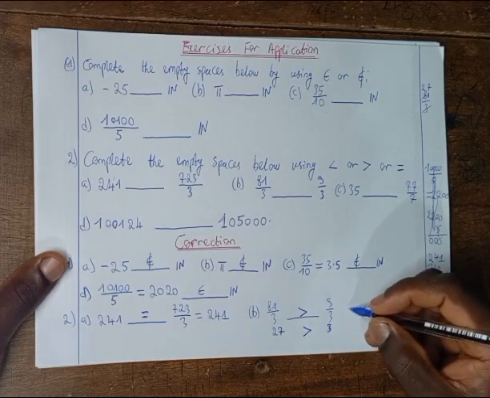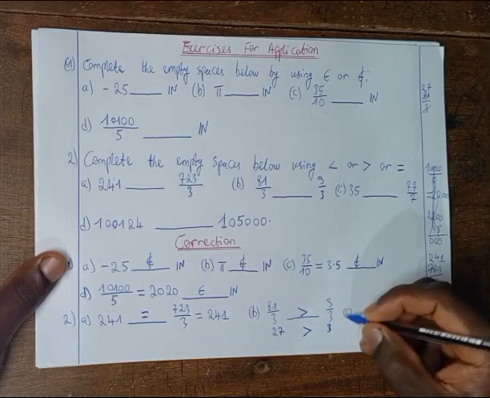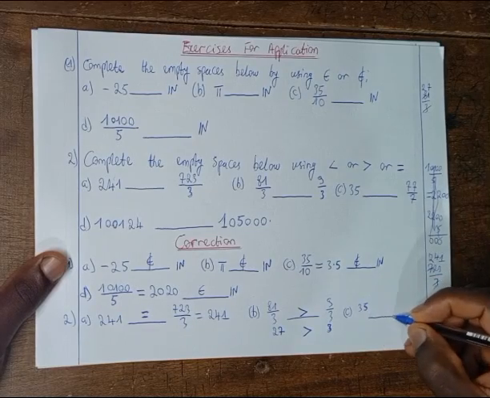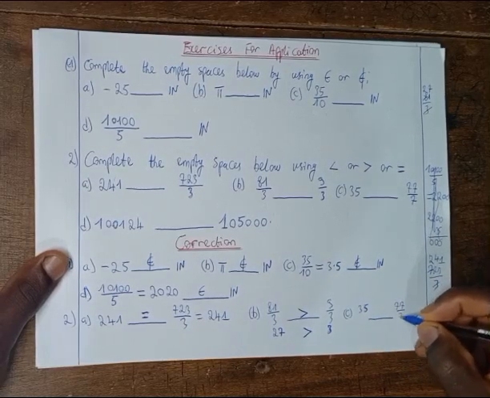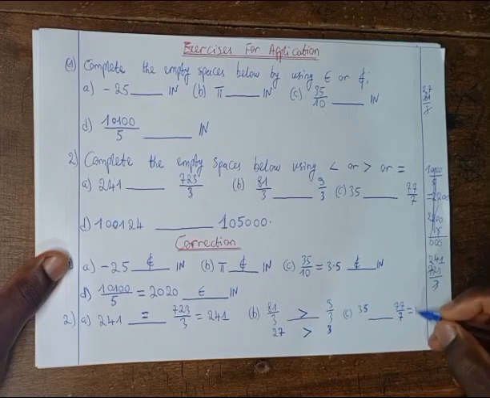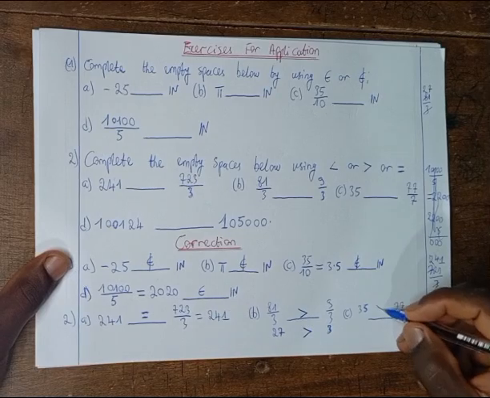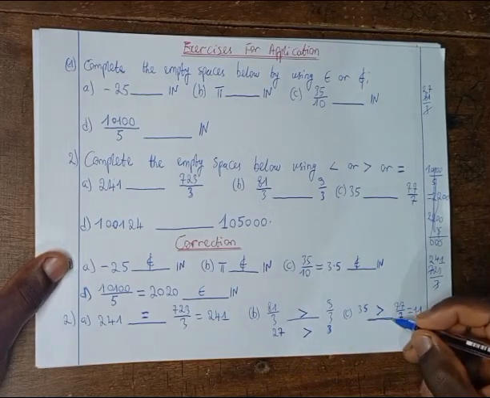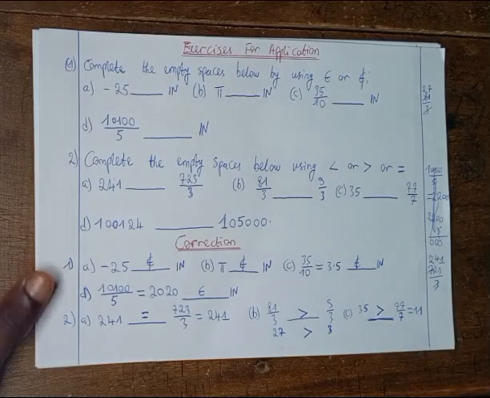Next, if we take C, we have 35. We have the empty space 77 all over 7. We know 77 over 7 will give us 11. We know 35 is greater than 11. So in this case, we are going to make use of greater than sign.